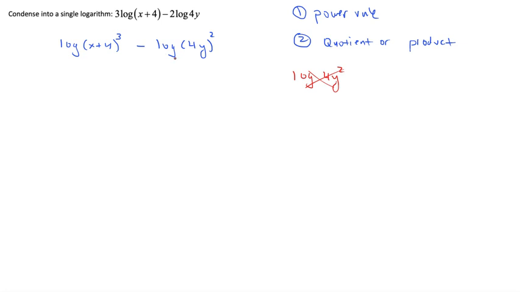Now what's next? Well, it's the quotient or product rule, because it depends on the sign here. So this is a minus. What does that mean? Because this is subtraction, we can combine these into one log using the quotient rule. So we're going to put this as one log. Now what goes in the numerator? The x plus 4 cubed goes in the numerator, and what goes in the denominator is the 4y squared in parentheses. For all intents and purposes, this is the final answer. We see a single log, and this is going to be our whole argument.